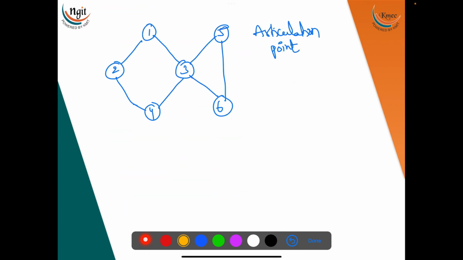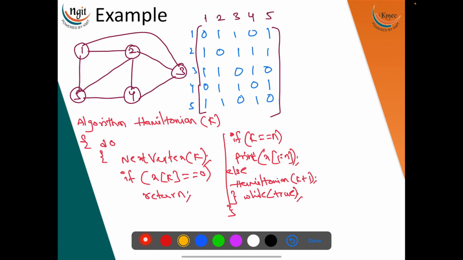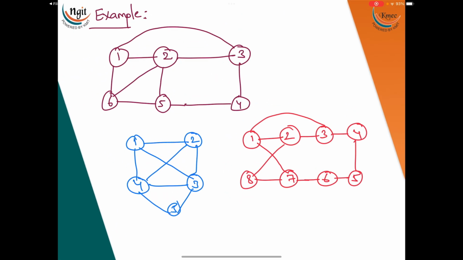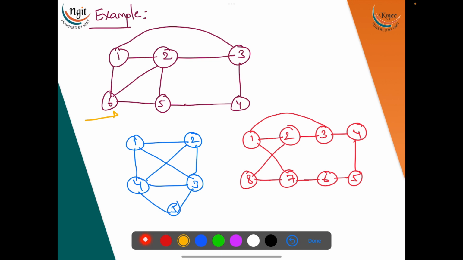Now if you see this graph, this is an articulation point. If I delete this one, this will be separate, as you did not find any edge between this 5 or this 6 and any other node. So now, a biconnected graph is what? A graph G is biconnected if and only if it contains no articulation point. Now it is a biconnected graph.